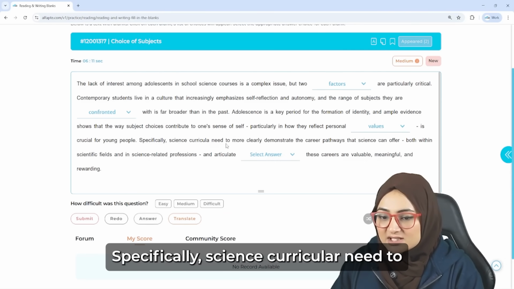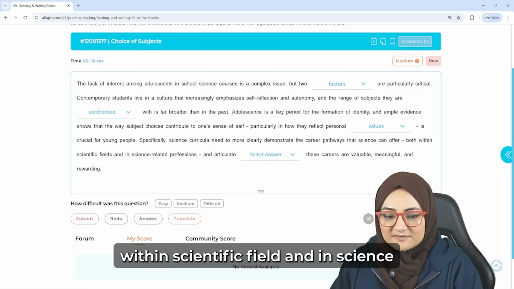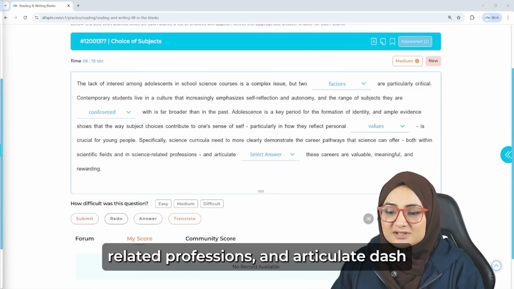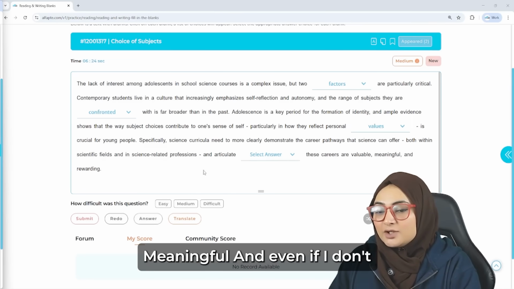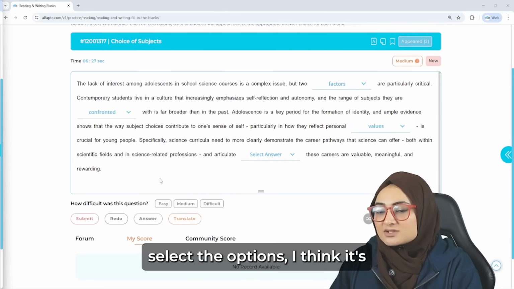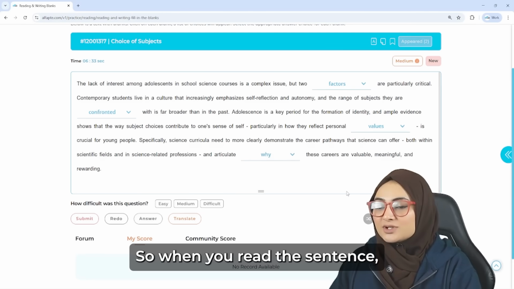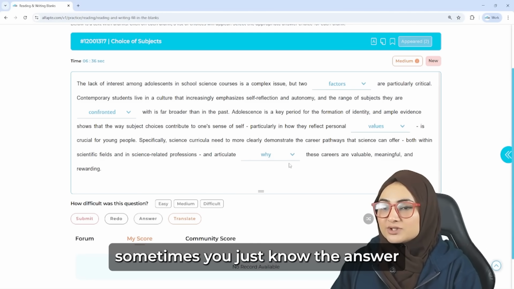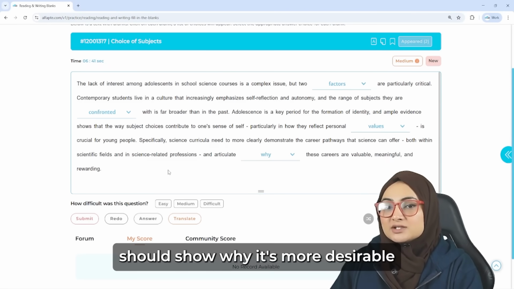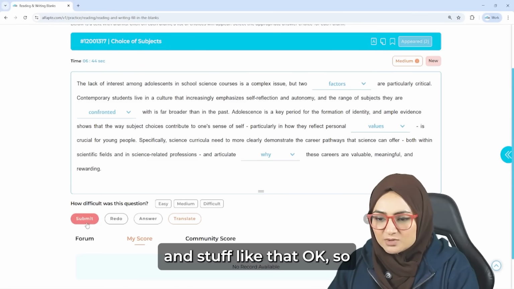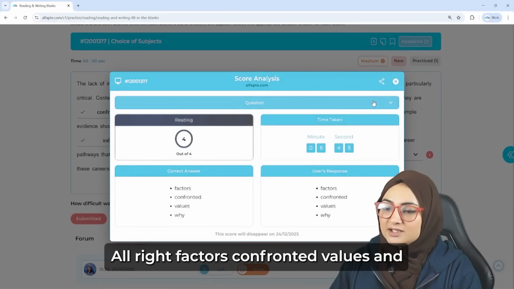Specifically, science curricula need to more clearly demonstrate the career pathways that science can offer, both within scientific field and in science related professions, and articulate dash these careers are valuable, meaningful, and rewarding. Even if I don't select the options, I think it's showing why something is important. Yeah. So when you read the sentence, sometimes you just know the answer. Like here, science people should show why it's more desirable and stuff like that. Okay, so that's why. All right, factors, confronted, values, and why.